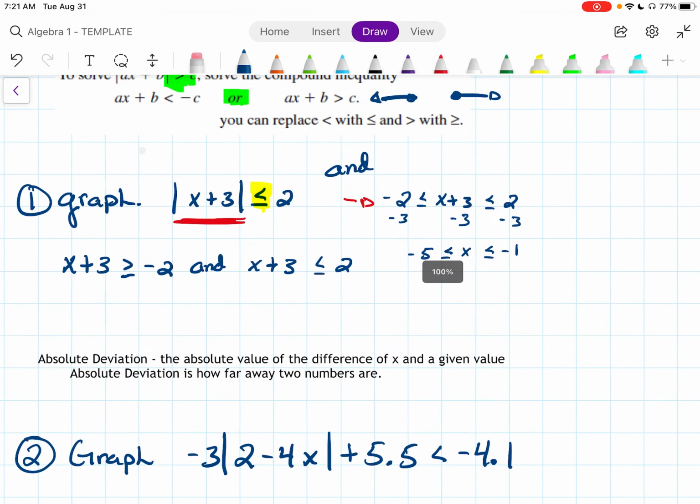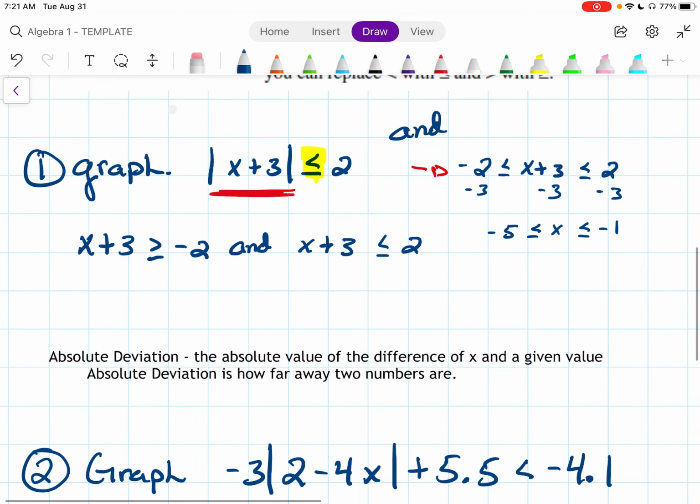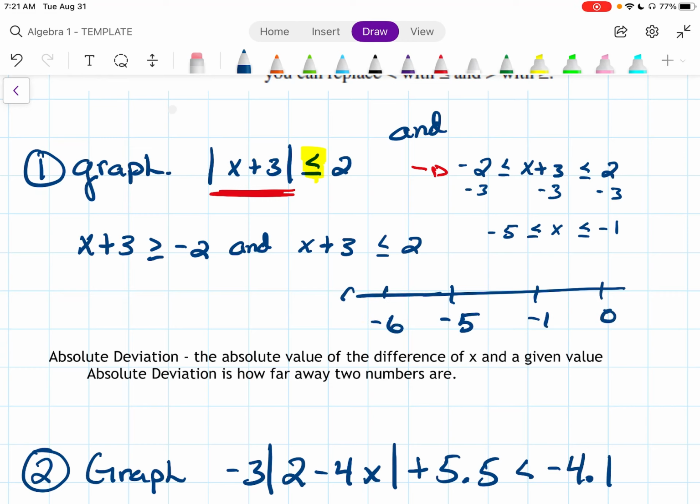So whenever I graph this, let me see if I can get everything in there. I'm going to have negative 5, negative 1, maybe 0, and maybe negative 6. I'm going to have closed circles on negative 5 and negative 1, and it says x is wedged between them, so there we are.